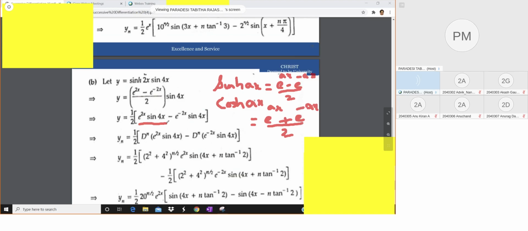First term, A is 2, B is 4. Second term, A is -2, and B is again 4. Then check whether these answers are right. Yes, that is right, Arpan. Sin ix is the same as sinh x.